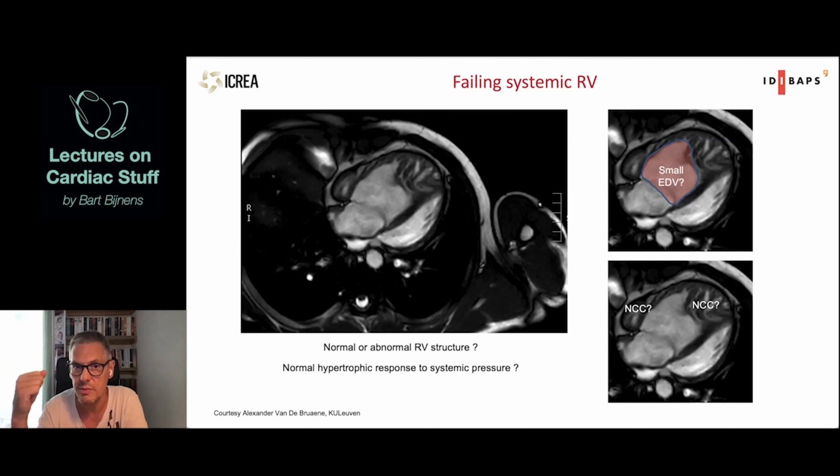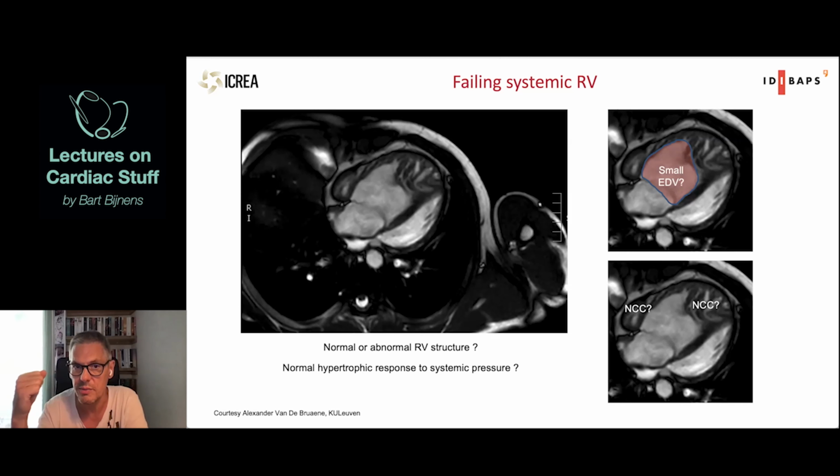So what happens there is that this is a bunch of tissue that maybe can help in developing pressure, but it will not contribute to the output at all. So that means that here about half of the volume of your cavity is actually not useful, while there is a lot of tissue.